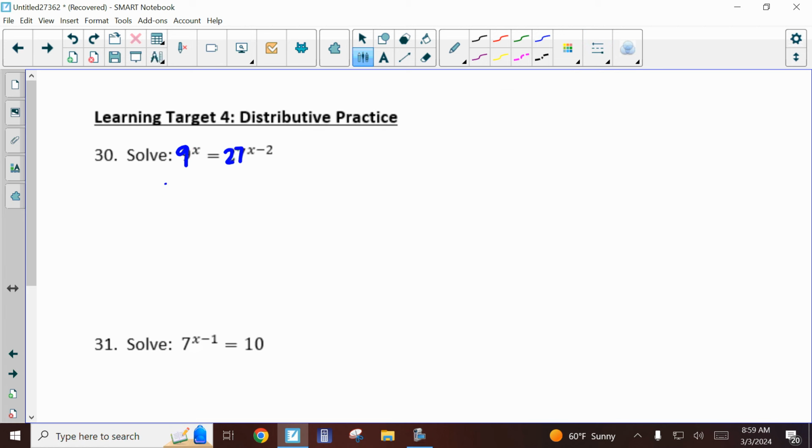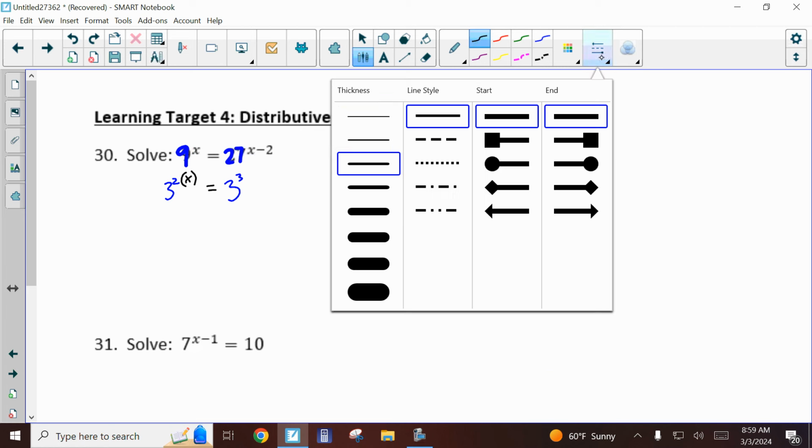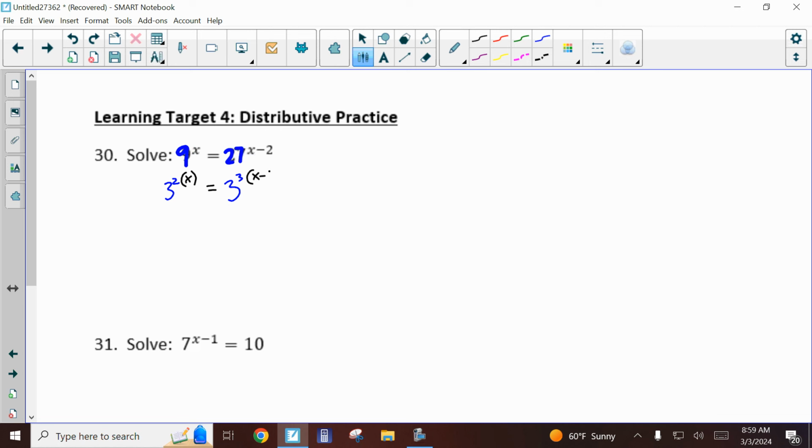9 can be rewritten as 3 squared, and because that already had some stuff in there, we're just going to put it back into parentheses. Then on the other side, 27 can be rewritten as 3 to the third, and because that had stuff up there, we're going to put that stuff back into parentheses. Now, because these can both be rewritten with base 3, we can cross them out. So this problem now becomes 2x equals 3x minus 6. Subtract 3x to get x on one side, and then divide by -1. So x equals 6.